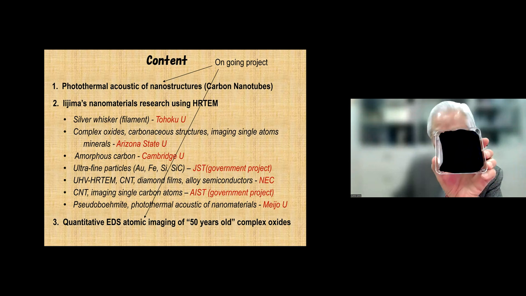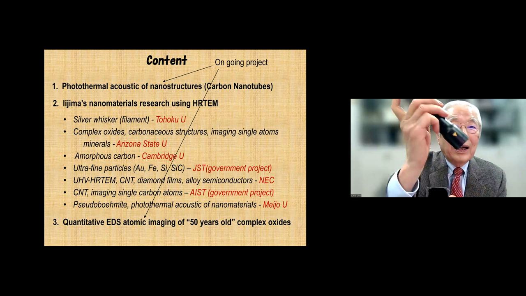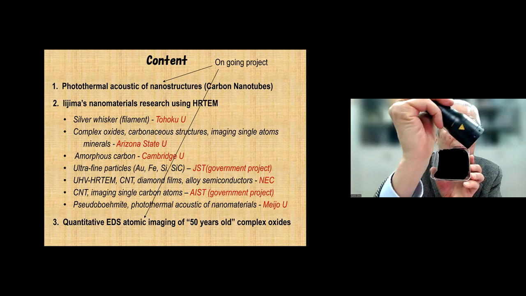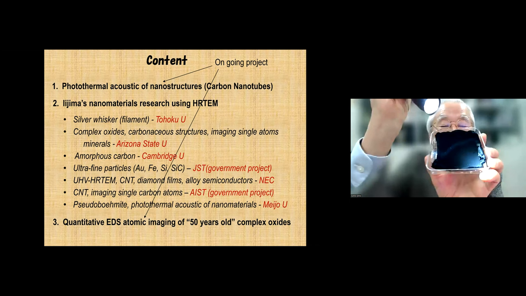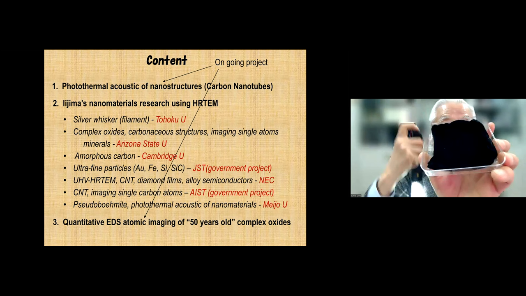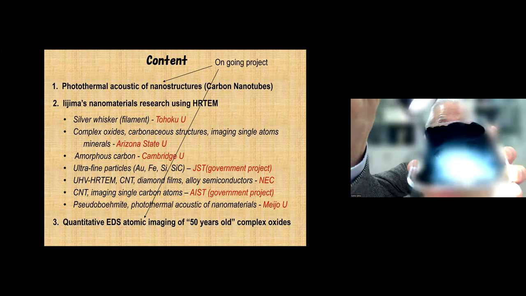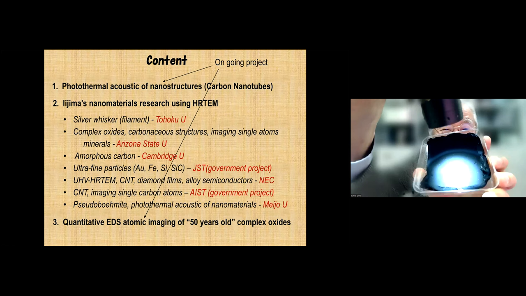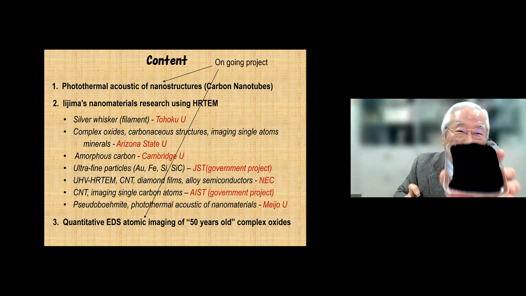Then here I have the flashlight. Then I irradiate this one. Now I approach the microphone. This is a carbon nanotube. This is a simple flashlight. Make sound. I will tell you why. And this is quite interesting, the typical nanomaterial, right? All right, so I go to the next slide.